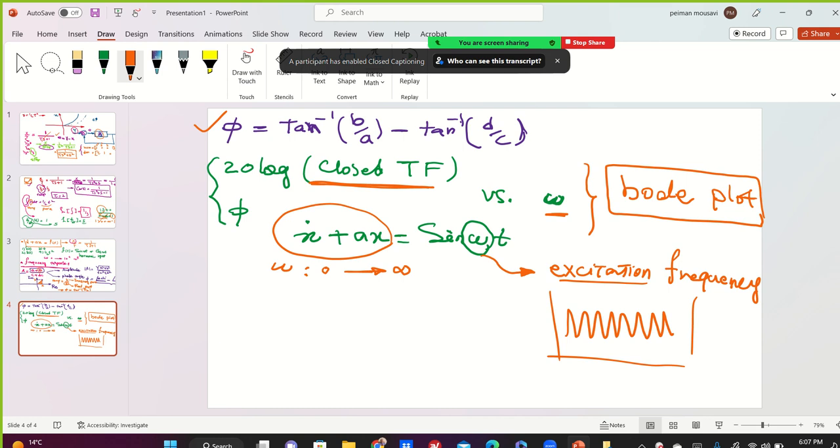No, it's 10. Yeah, sure. It's 10. Based on 10. Okay.